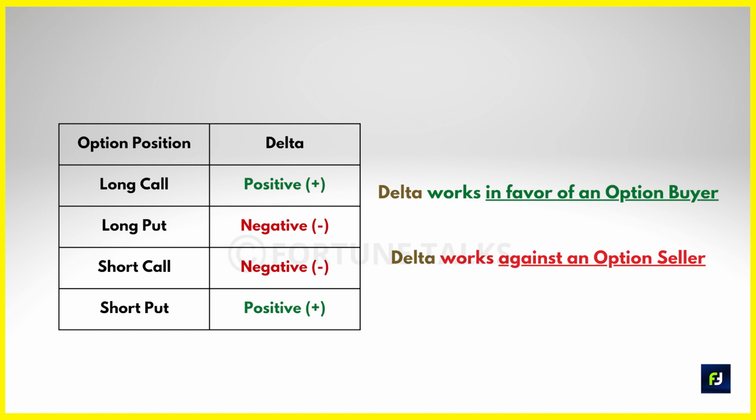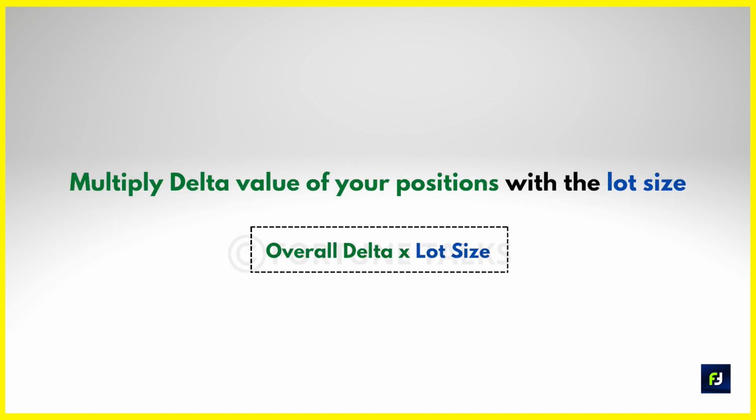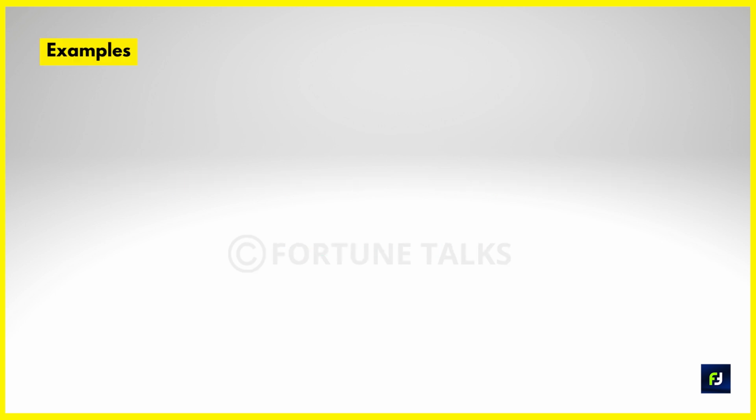Another point to keep in mind is to multiply this delta value with the lot size if you have multiple positions open. This will give you an idea about how much your option position will move for 1 point rise or fall in the underlying. This is better understood using examples. So let us take a few cases.